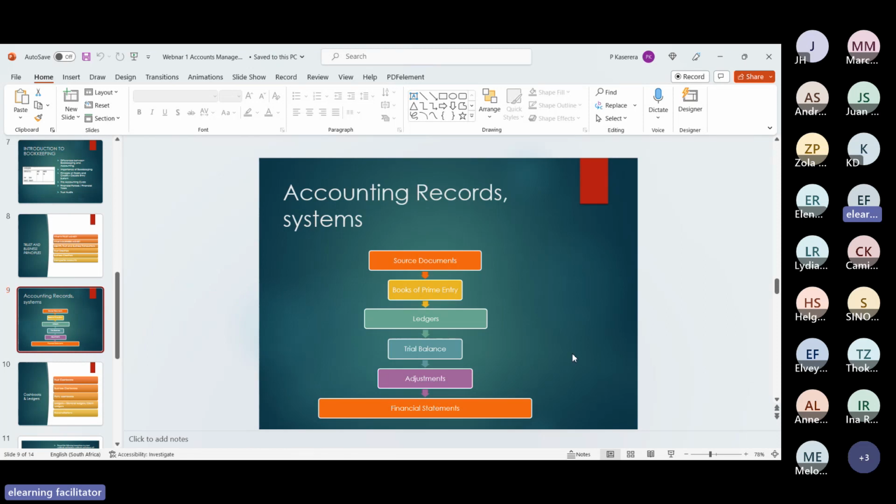So we're discussing our accounting cycle. From our ledgers, we get to our trial balances, and then we do any adjustments that we might have. If we pick up errors, we do adjustments, and then from there, we prepare our financial statements.